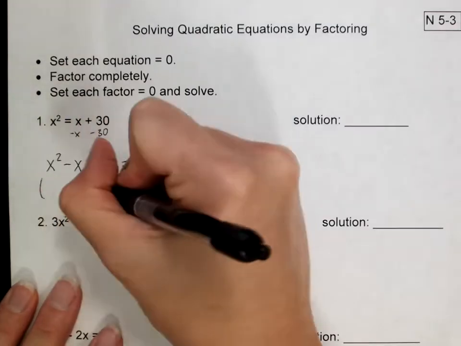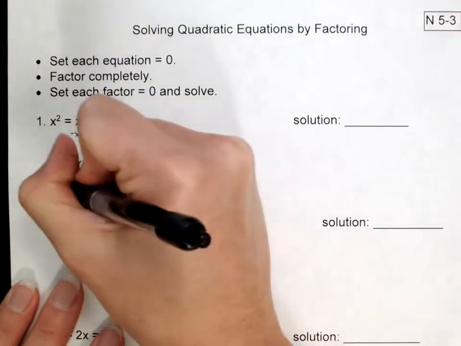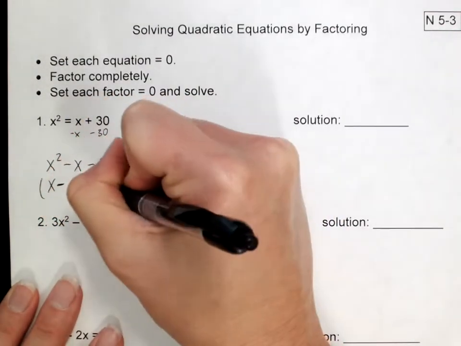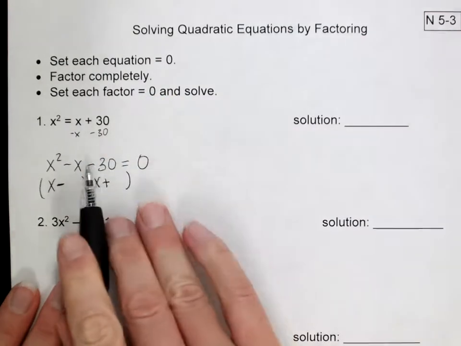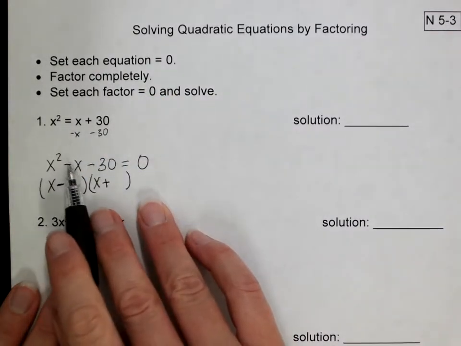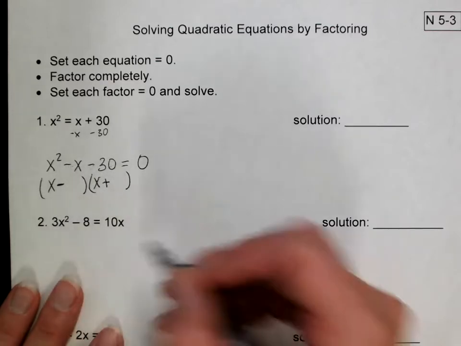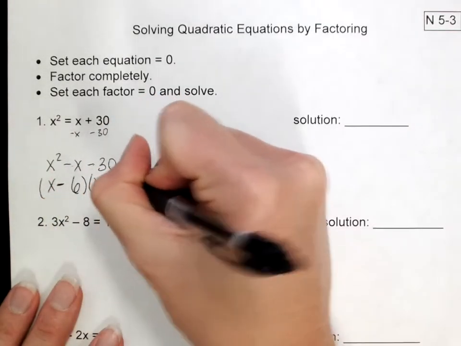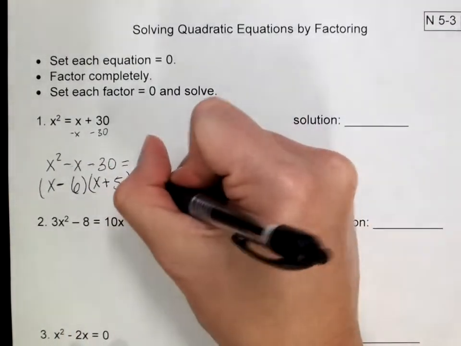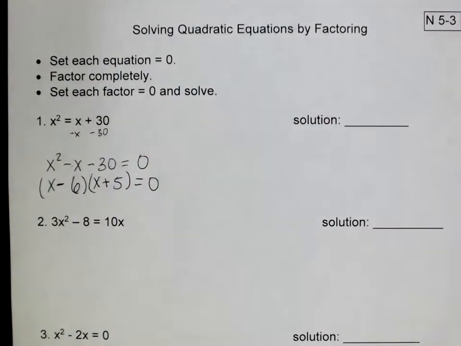So I can go ahead and draw my two parentheses. Minus minus tells me that that's going to be a minus and a plus. My signs have to be different. The biggest number has to be minus. What multiplies to be 30 and subtracts to be 1? 6 and 5. Okay, so I'm looking for where this equals 0. This is the same thing as this, so I've just factored it.